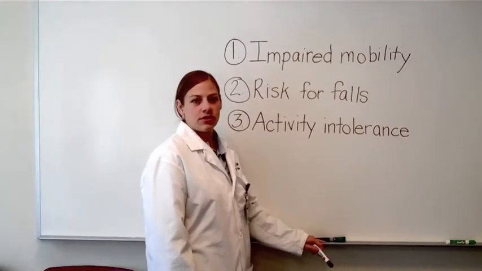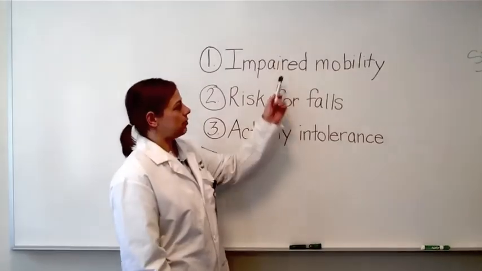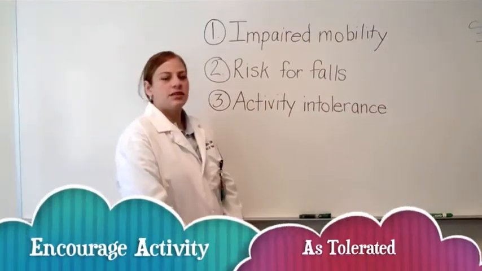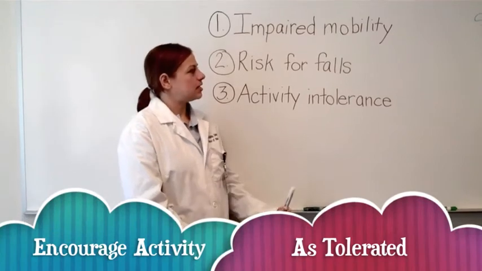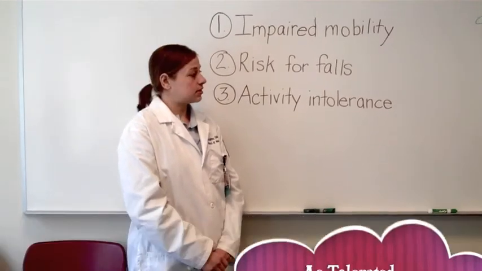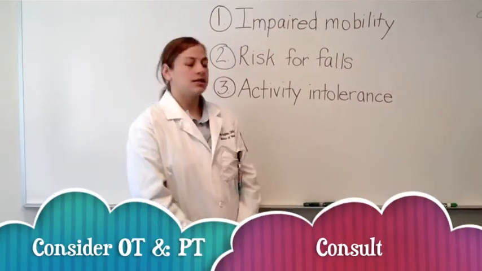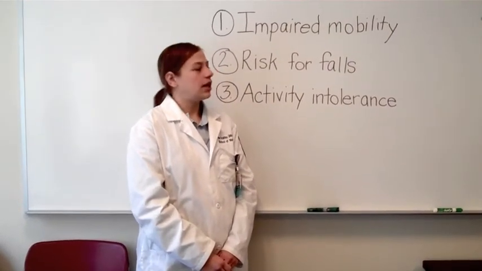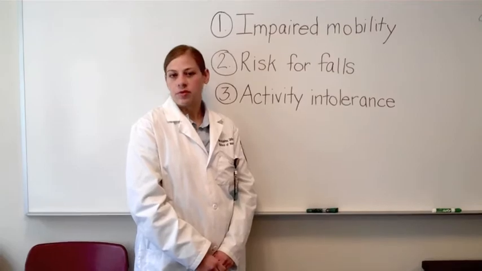So for a musculoskeletal assessment, we'll want to consider impaired mobility, risk for falls, and activity intolerance. Some interventions we might want to consider with these three diagnoses for musculoskeletal disorders would be assessing range of motion as we do during our assessment, and noting any deficits and recommending any range of motion exercises.